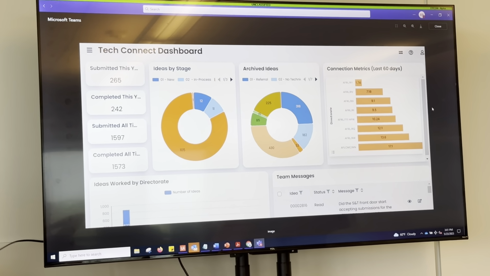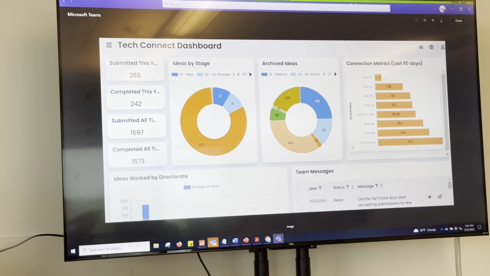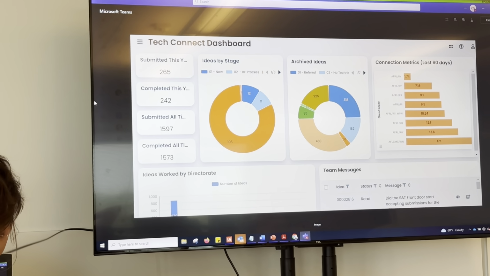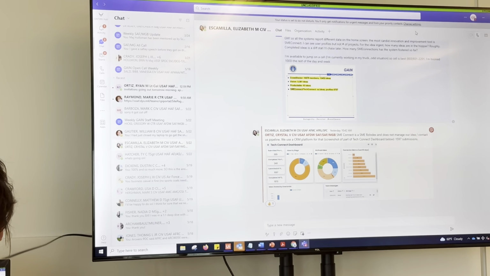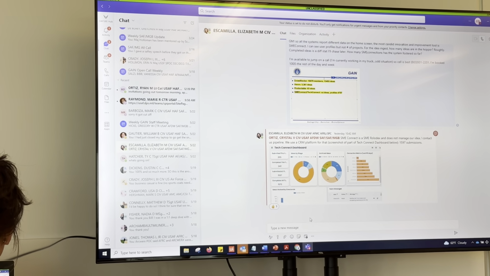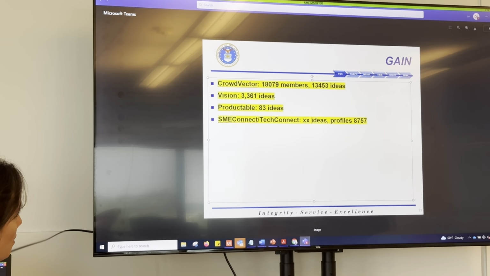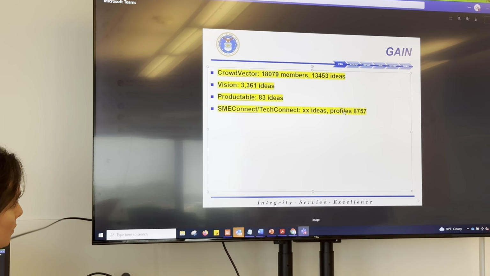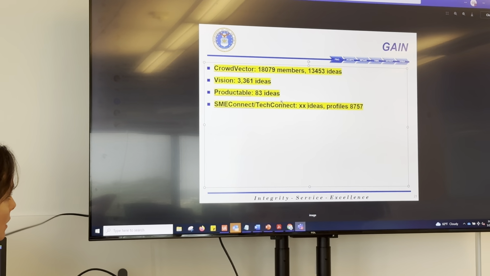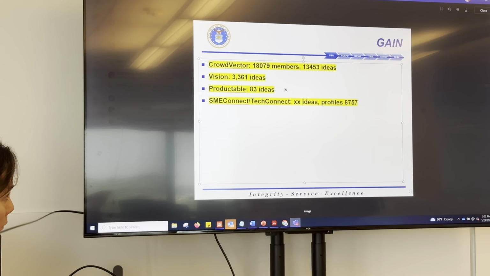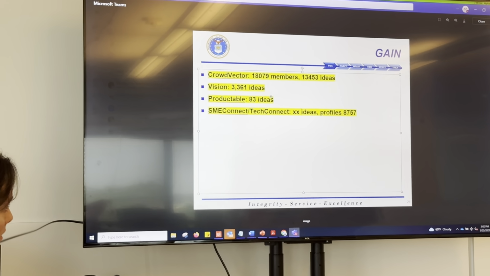So this is what they have. I mean, it's probably biased data as well, right? But this is their ideas by stage and progress. I find it interesting because we're reporting our statistics. This is what we were talking about yesterday. Tech Connect has number of ideas, number of connections, number of profiles. Productible's just number of ideas. And I haven't broken it down to phases, that's in the report.